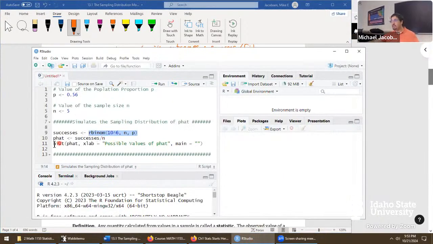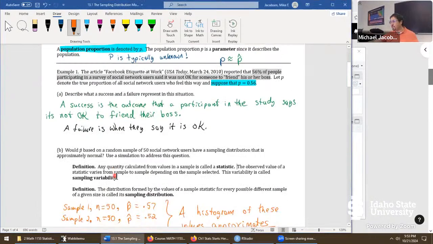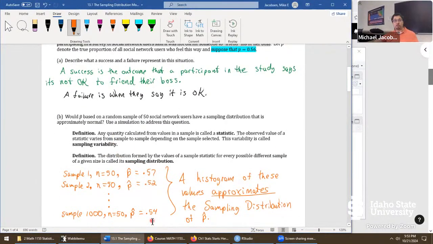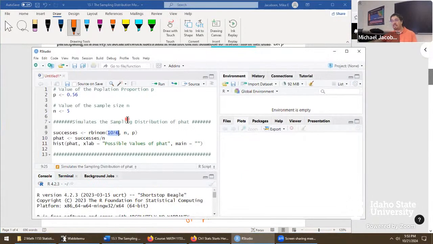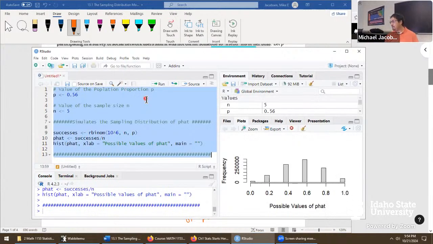So after all that's done, we'll have 10 to the power of 6 different values of p hat. So what is that? 1 million different values. Whereas over here, we were just describing 1,000 of them. We'll go for 1 million on this because why not make a computer work hard for us? And then we'll plug them all into a histogram. So that's what that line is saying. So let's run this whole thing. And that's the result. Would you say that's normally distributed based off that picture?